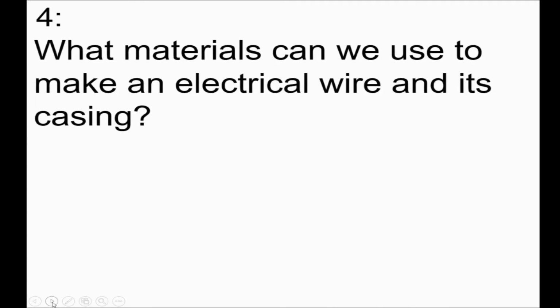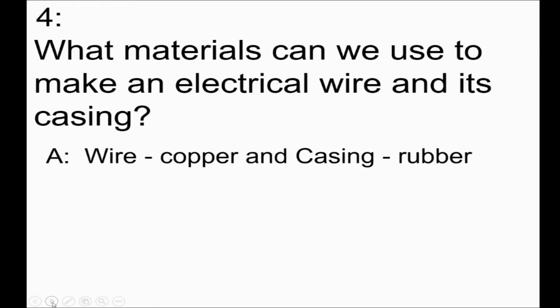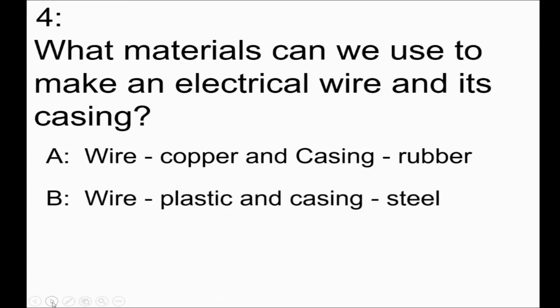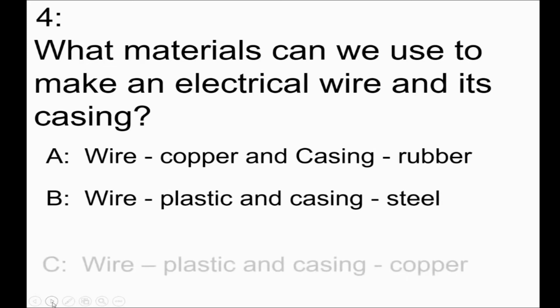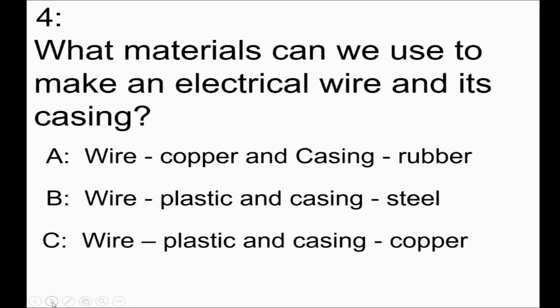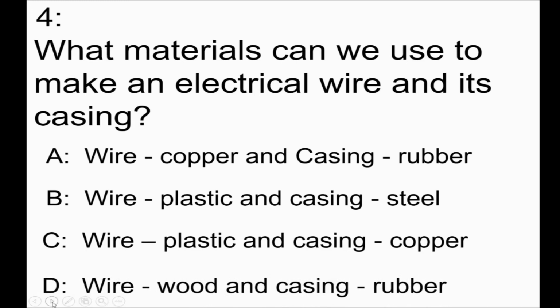Next question, question number 4 says, what materials can we use to make an electrical wire and its casing? A says the wire is made of copper, while the casing is made from rubber. B says that the wire is made of plastic and the casing is made from steel. C says that the wire is made of plastic and the casing is made of copper. Or D says that the wire is made of wood and the casing is made from rubber.